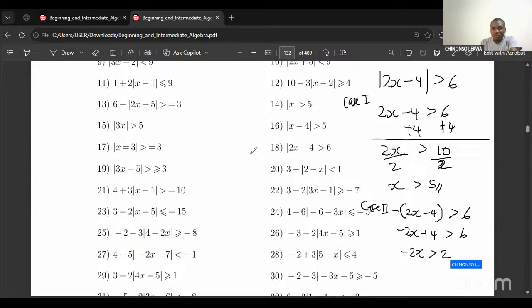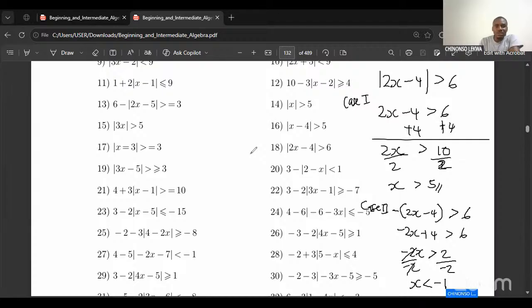And then I can go on to divide through by -2. Remember, when we divide through an inequality by a negative number, we flip the inequality sign, or even if we multiply by a negative number. So what I'm left with is x is less than -1.